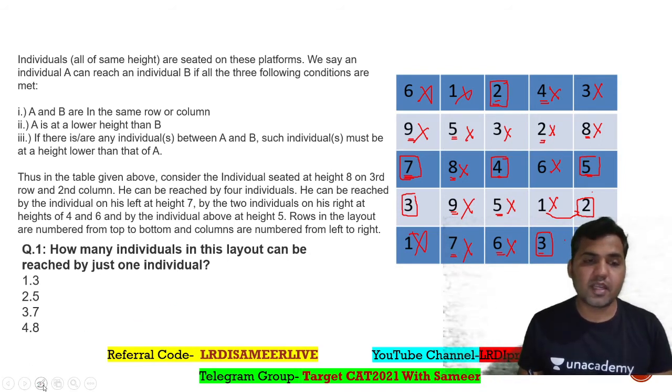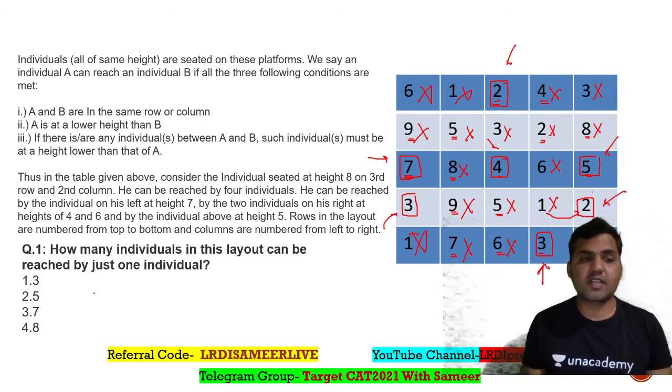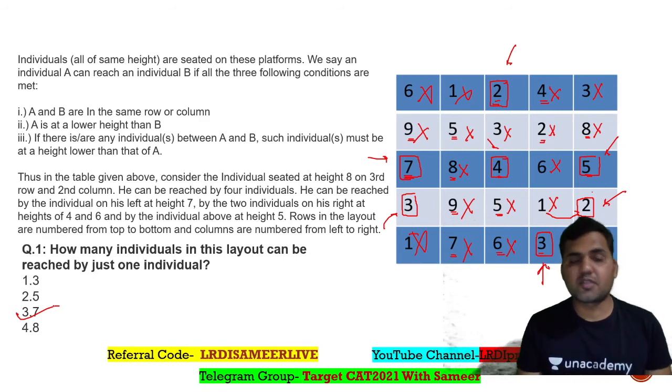Let's count them, right? What is the number of people? 1, 2, 3, 4, 5, 6 and 7. So there are a total of 7 individuals which can be reached by just one individual. That's the whole concept of the set, guys, right?